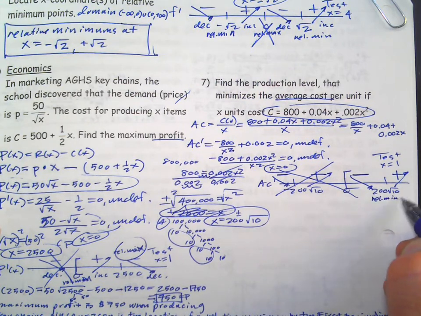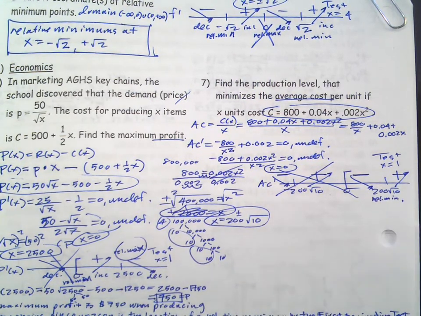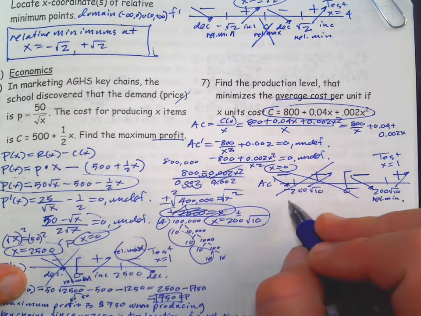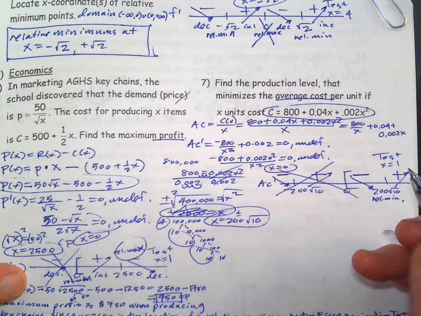Before, if we didn't throw this out, we wouldn't be able to tell where the absolute min was, because it could be the endpoints, could be the critical point. But now this is clearly the only relative min. So we're going to say, I mean, we could calculate the average cost. It didn't really ask us to.